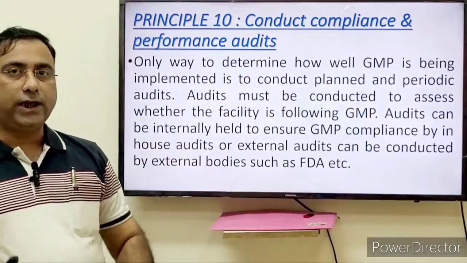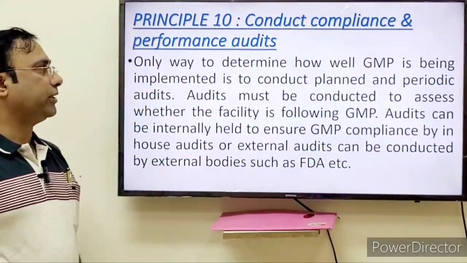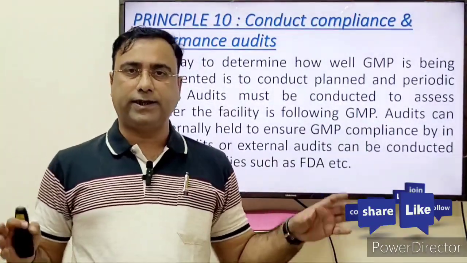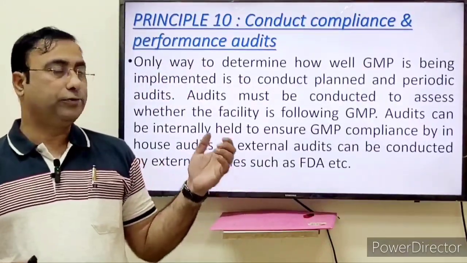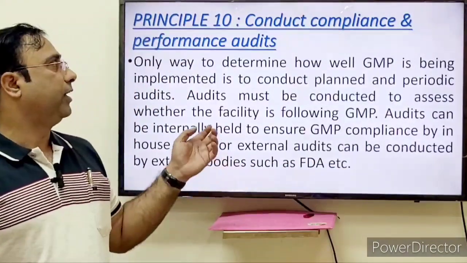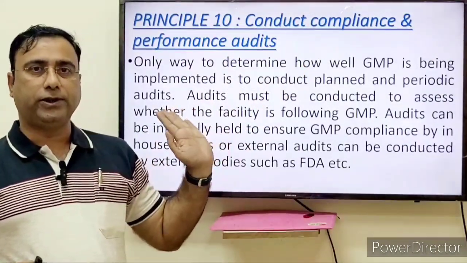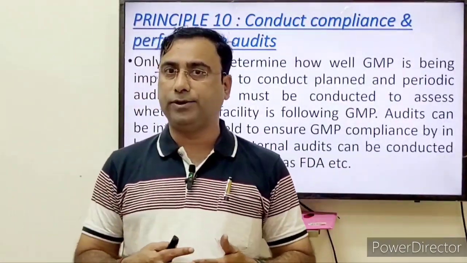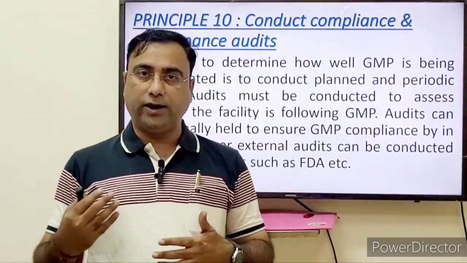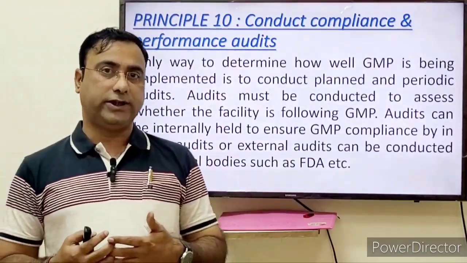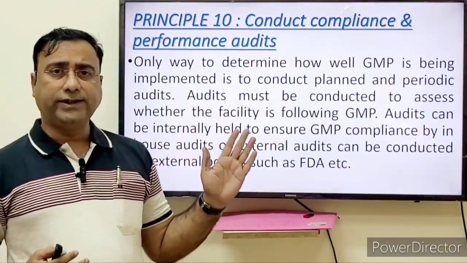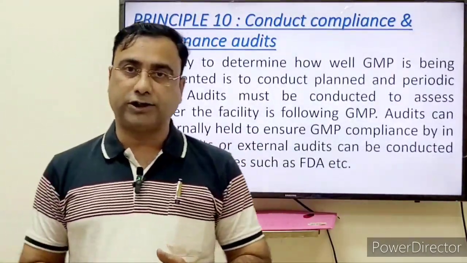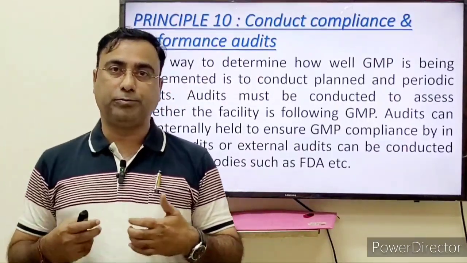The last one is conduct compliance and performance audit. Performance audit can be conducted internally, but if you are not sure or confident, hire external auditors as well. The compliance audit is mostly done externally, against the quality system that you have established there. Their authority, or maybe the government authority, will come and check and then give you the certificate. After the certification, you can say that our production system and our facility are GMP approved.